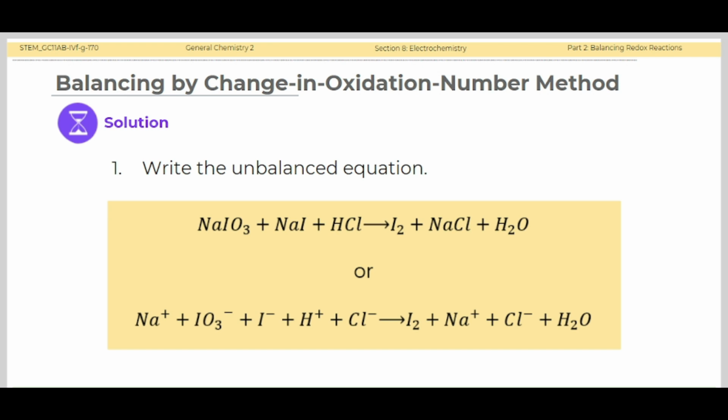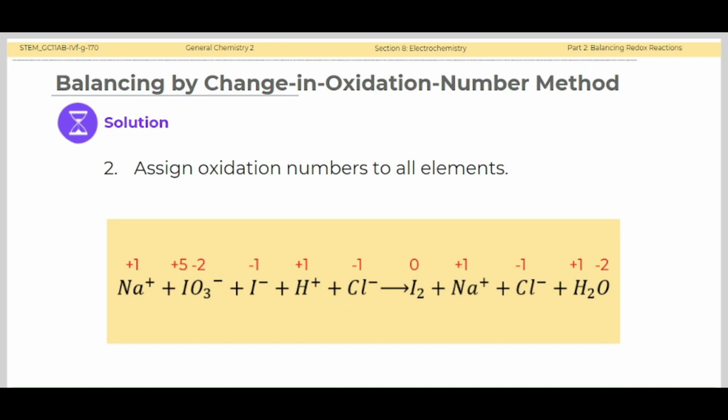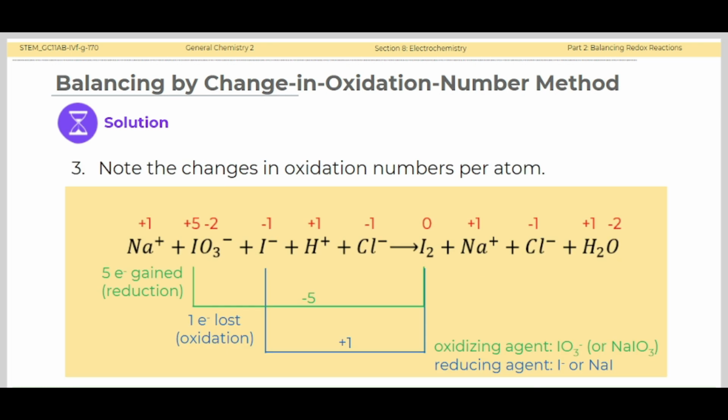We can separate the ions for the strong electrolytes: sodium iodate, sodium iodide, hydrochloric acid, and sodium chloride. Note that on the reactant side, sodium ion is written once since it is just a spectator ion, or an ion that is not directly involved in the redox reaction. Solution number 2. Assign oxidation numbers to all elements. Solution number 3. Note the changes in oxidation numbers per atom.